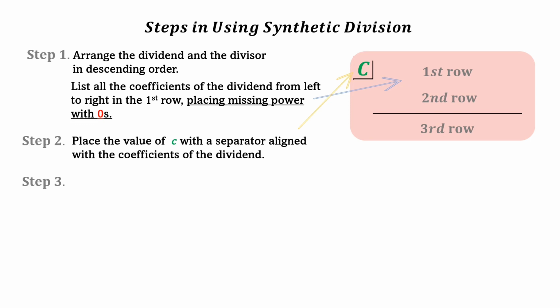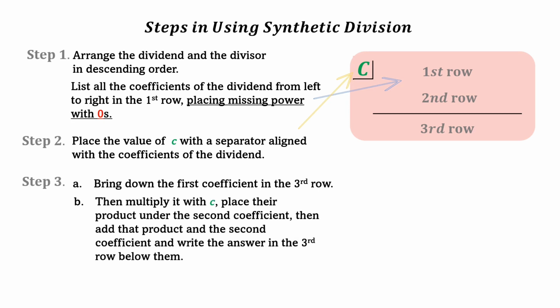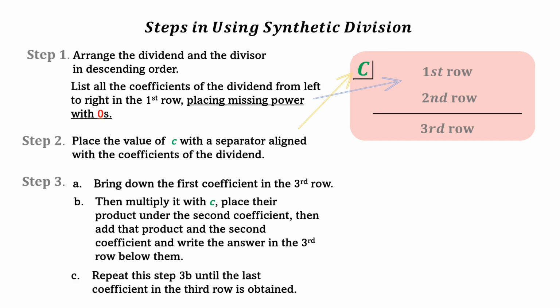Step 3. A, bring down the first coefficient in the third row. B, multiply it with c and place their product under the second coefficient. Then add that product and the second coefficient and write the answer in the third row below them. C, repeat step 3B until the last coefficient in the third row is obtained.